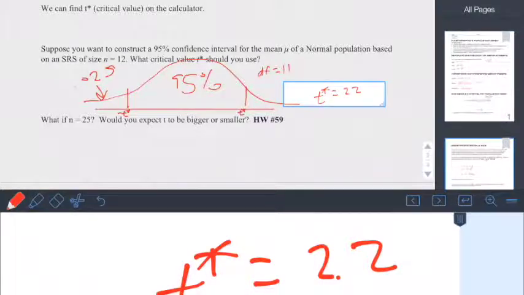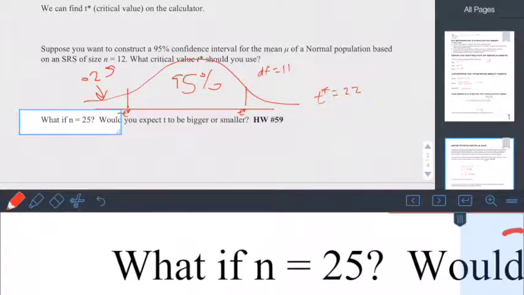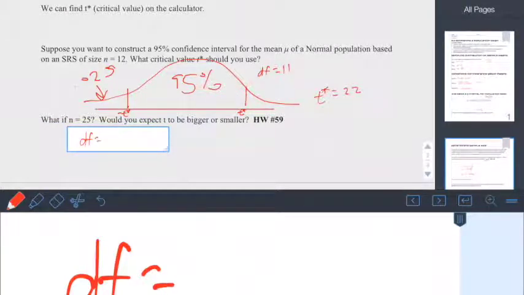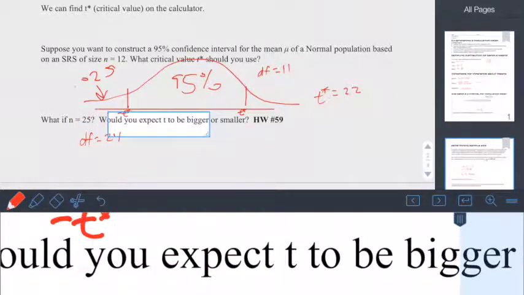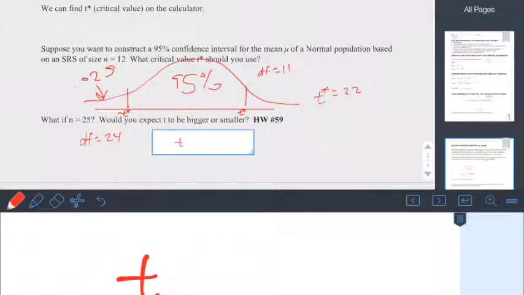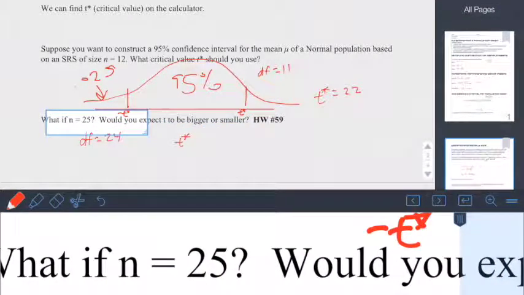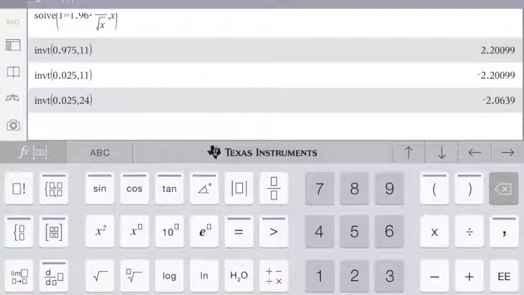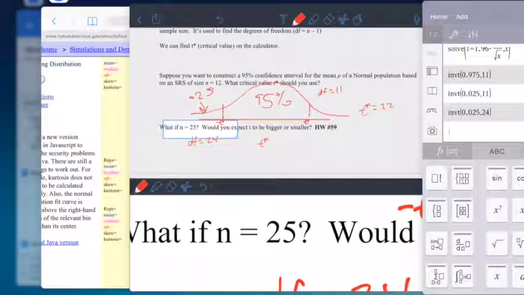Notice that it's a little bit larger. It's not that far off from a z that we would expect. Remember, the z is 1.96. And now let's see, what if n equals 25? So the only thing that would be different is our degrees of freedom would be 24. So would you expect t to be bigger or smaller? Well, t is going to be smaller, this t star, because as n gets bigger and bigger, this t distribution is closer and closer to a normal distribution. 2.06. So we're getting closer.